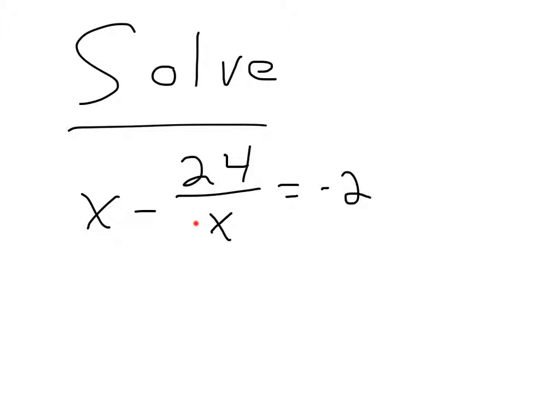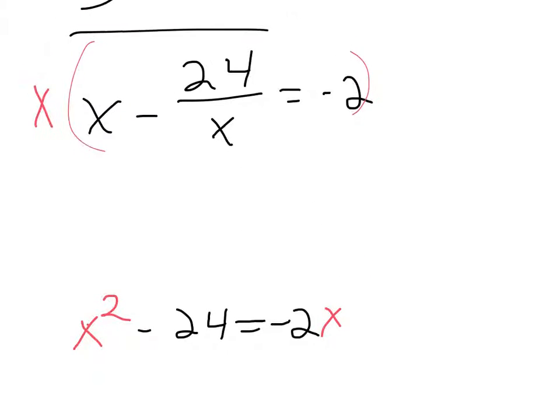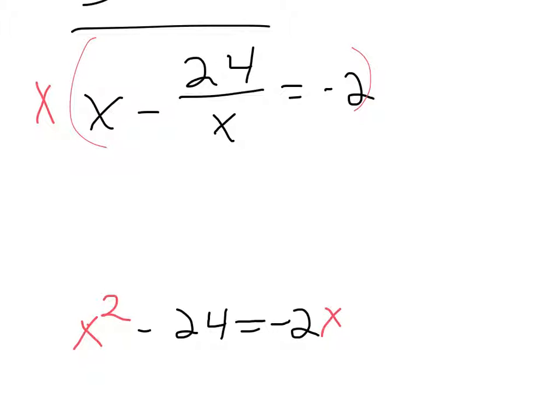First thing to note when trying to solve this equation is that x is in the denominator. We generally try to get rid of fractions before we do our work. So let's multiply everything by x. When we do that, we're left with this, because you multiply that x to everything.